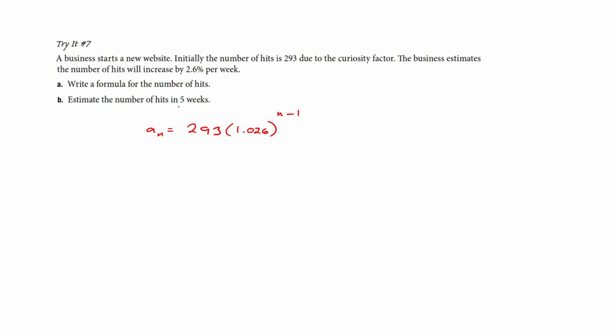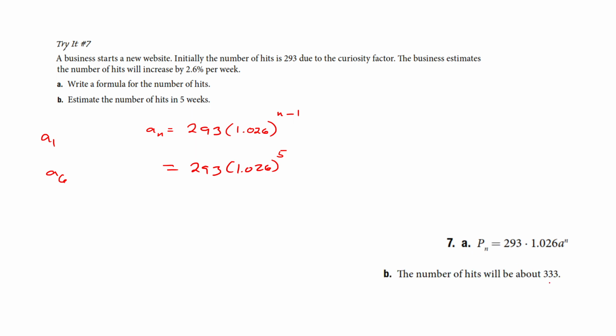Now, how about the number of hits in week 5? Now, I was again confused by this, but they're meaning a sub 6. That's what they're saying. So initial is a1, which is what we've got here, and then we're wanting 5 weeks later, so that's a6. So that's going to be 293 times 1.026 to the 6 minus 1, or to the 5th power. Crunch that down, and you're going to get 333.